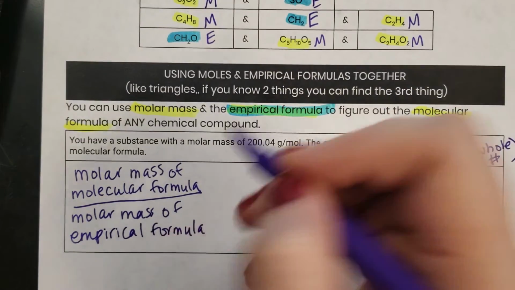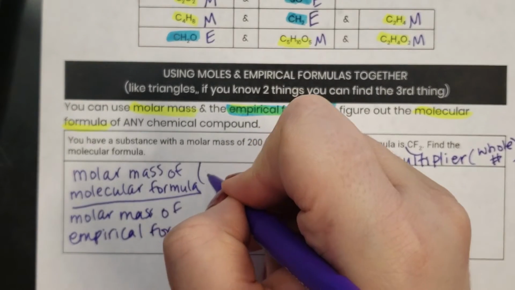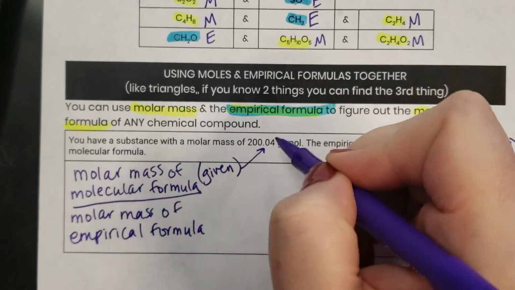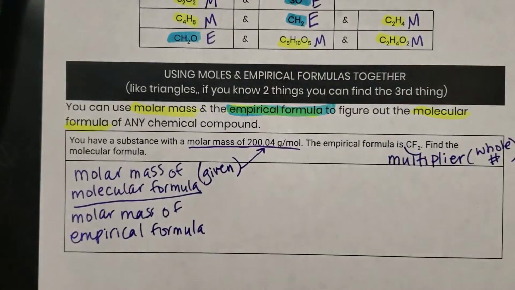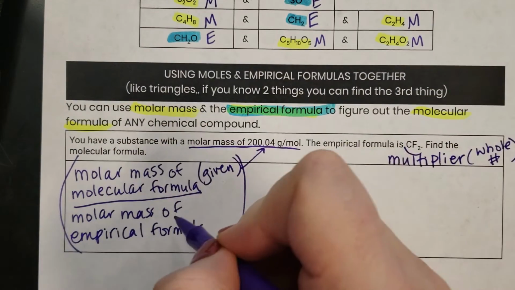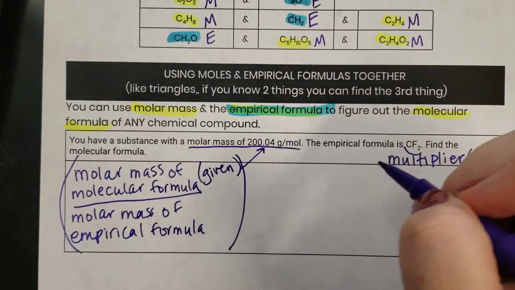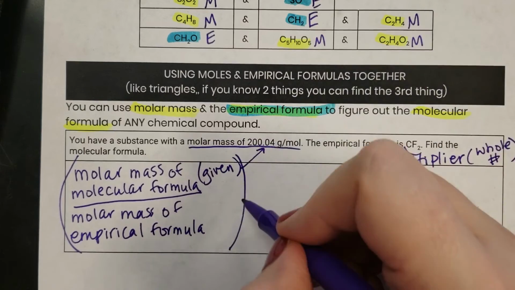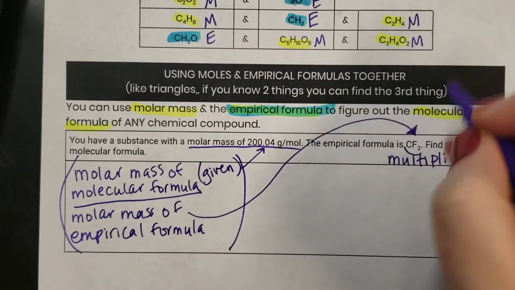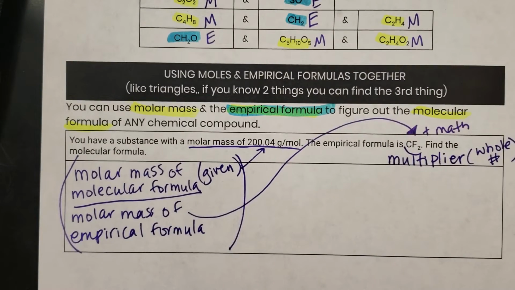But how do we do that, Mr. Luca? I don't remember. Okay. This one is easy. This was given to you in the problem, right here. Molar mass. So you just need to copy that from the problem. Okay, and then the molar mass of the empirical formula is going to be using this plus some math to find this, okay?